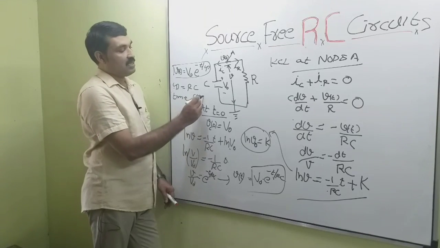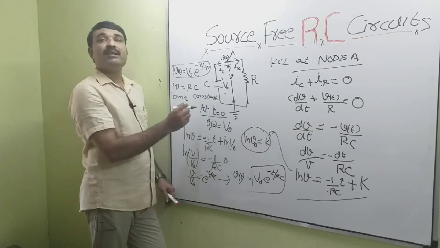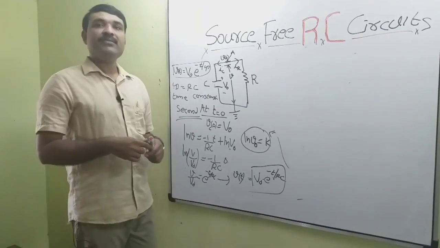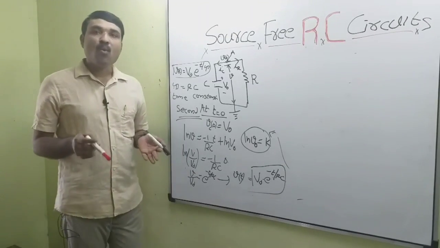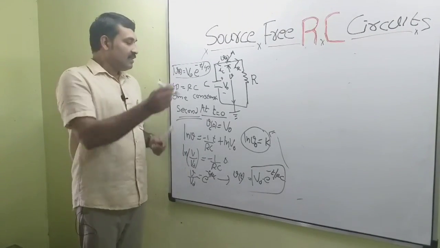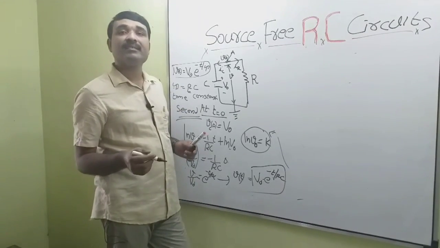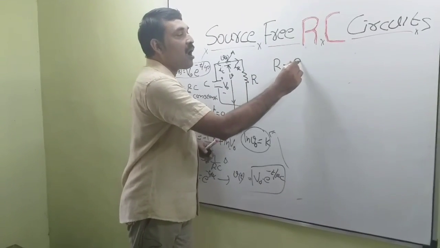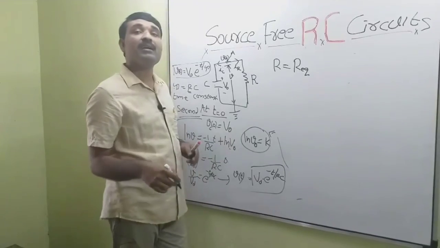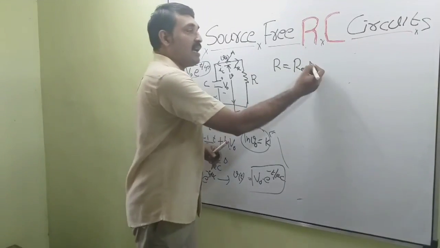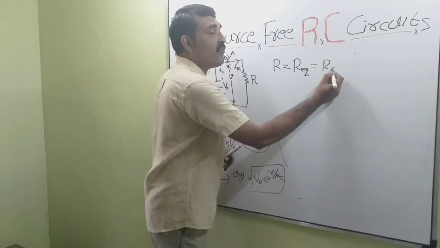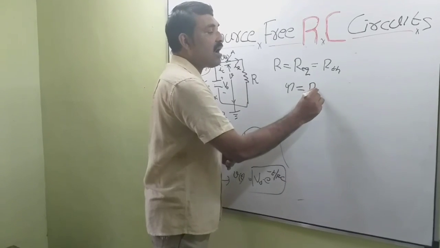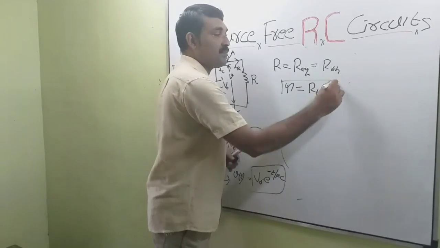Time constant of the network. Its unit is second. If a circuit consists of more than one resistance, then this R is equal to the equivalent resistance or Thevenin's equivalent resistance. In such cases, R is equal to R equivalent if a circuit consists of more than one resistance, and this is equal to RTH, that is, Thevenin's equivalent resistance. And time constant tau is equal to RTH into C, this much seconds.